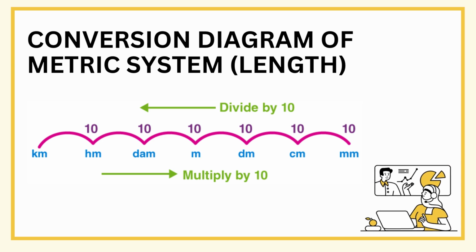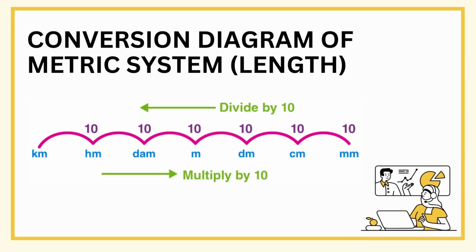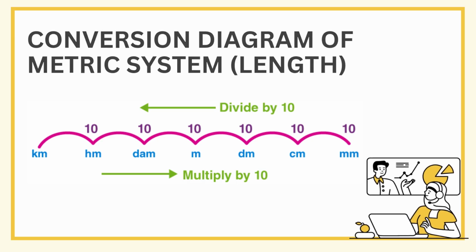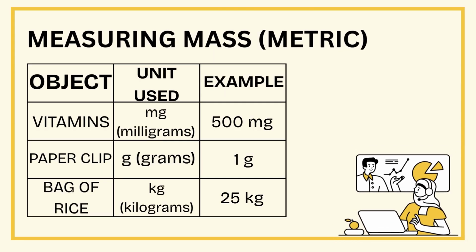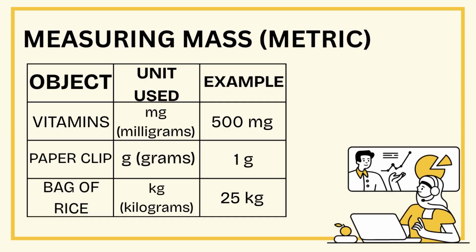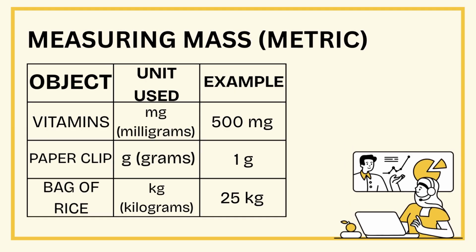Another example, if I want to convert 100 meters to centimeters, then I will multiply it by 10 times 10, which is 100. So it will result to 10,000 centimeters. Mass tells how heavy something is. We use grams for light objects, kilograms for heavier ones. We use the appropriate dimensions and units depending on the object we're measuring.